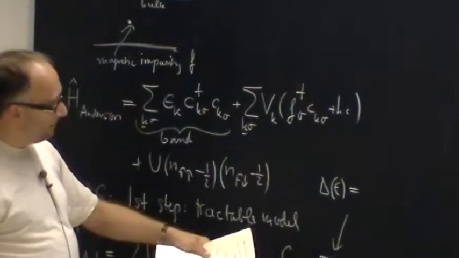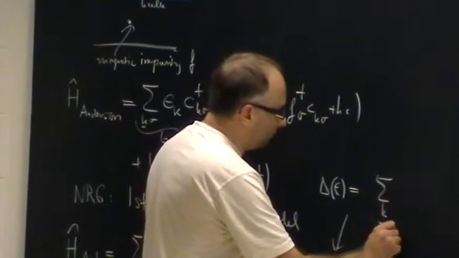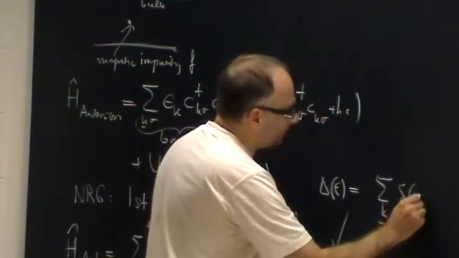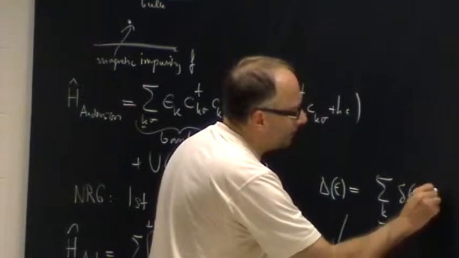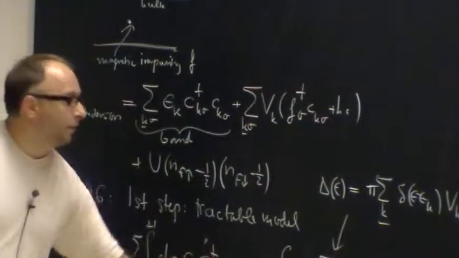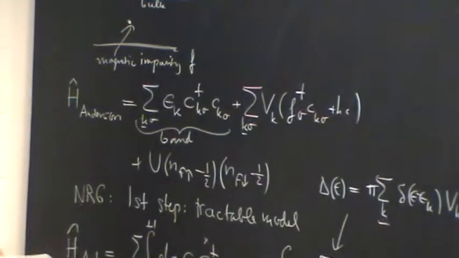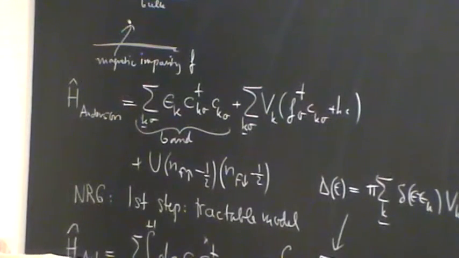So what you get is a sum over all the momenta, delta epsilon minus epsilon k, v k squared, and then introduce a factor of pi, which I'm dividing out here again. Okay, so this is a standard procedure.